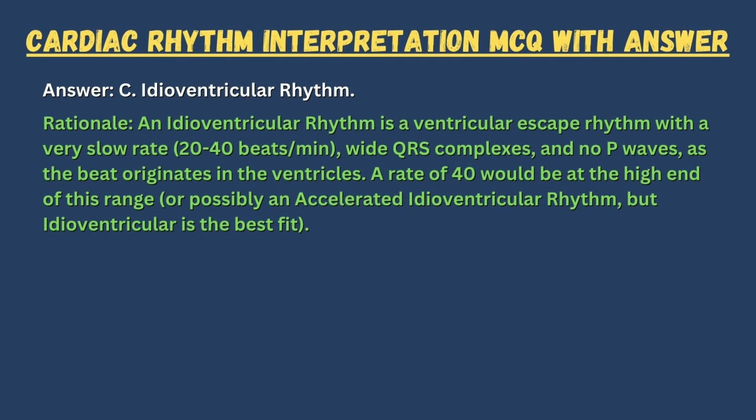Answer: C. Idioventricular rhythm. Rationale: an idioventricular rhythm is a ventricular escape rhythm with a very slow rate, 20 to 40 beats per minute, wide QRS complexes, and no P waves, as the beat originates in the ventricles. A rate of 40 would be at the high end of this range, or possibly an accelerated idioventricular rhythm, but idioventricular is the best fit.